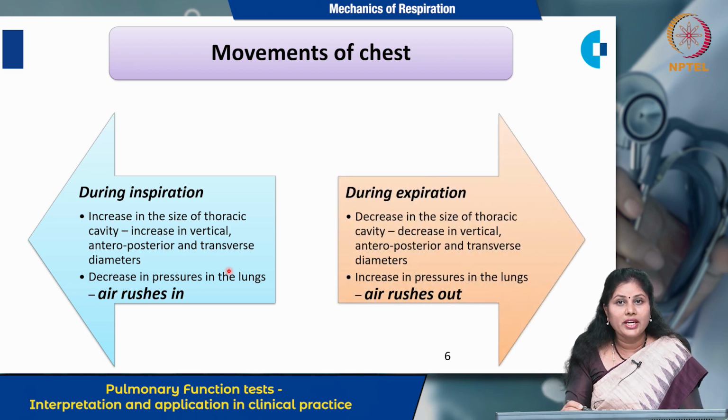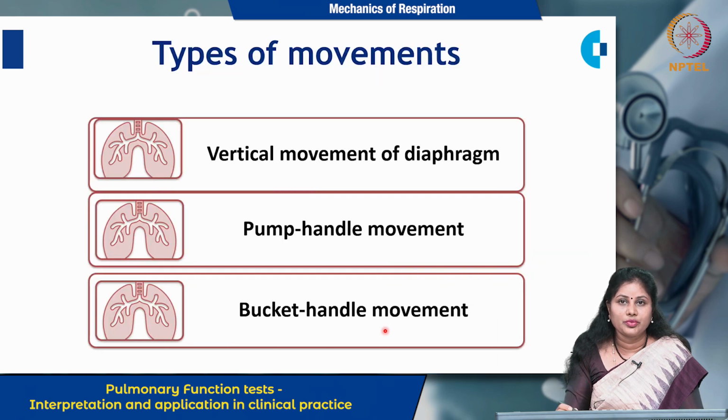What happens during expiration? Here the opposite happens. There is a decrease in the size of the thoracic cavity, with all its diameters decreasing, and there will be an increase in the pressure in the lungs, which pushes the air outside to the atmosphere. So, the chief movements of respiration include the vertical movement of the diaphragm, which increases the vertical diameter, the pump handle movement and the bucket handle movement.